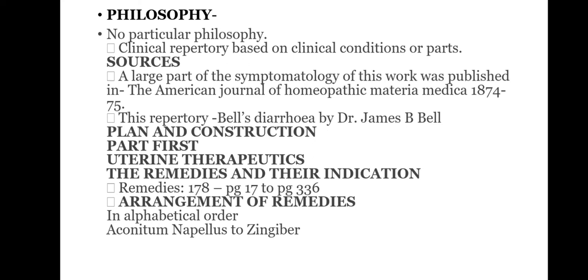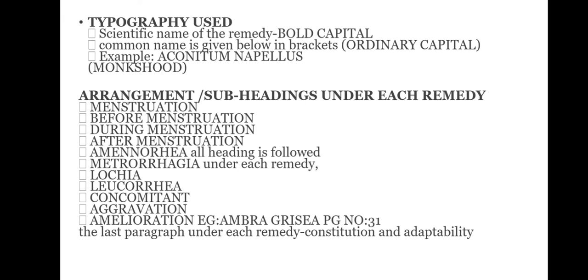Plan and construction. First part, Uterine Therapeutics, the remedies and their indications. Remedies 174, from page number 17 to page number 336. Arrangement of remedies is in alphabetical order, Aconite to Zincum. Typography used: the scientific name of the remedy in bold capitals, and the common name given below in brackets in ordinary capitals. Example, Aconitum napellus, monk's hood.